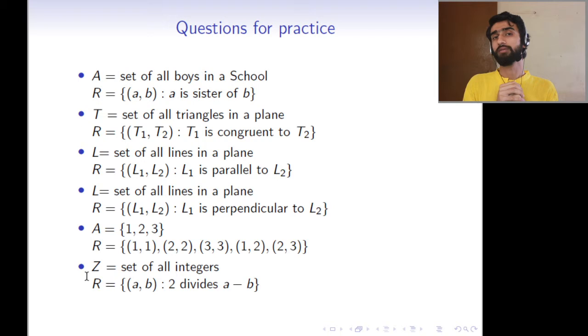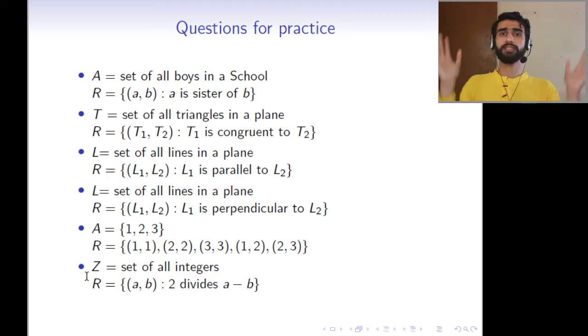Then reflexive. Let's say I take a triangle and I am talking about reflexivity. I need, for every element A, the pair A comma A to be in the relation. So I take a triangle. Can we say that this triangle is congruent to itself? Yes, we know that every triangle is congruent to itself. So in this case, this is reflexive.